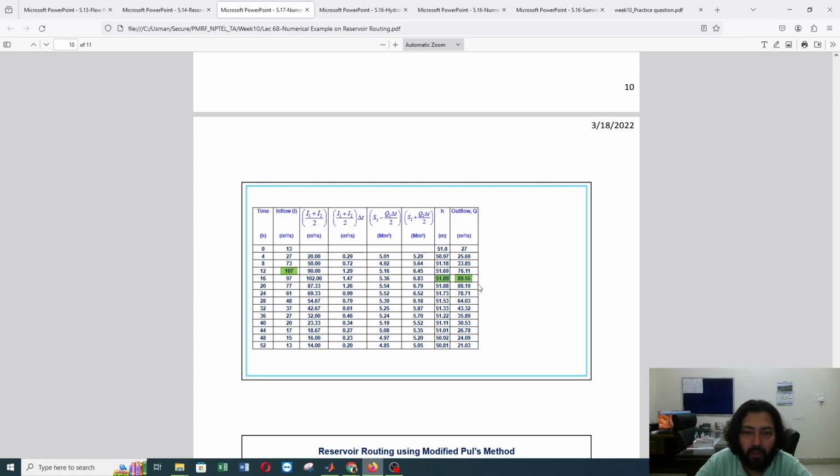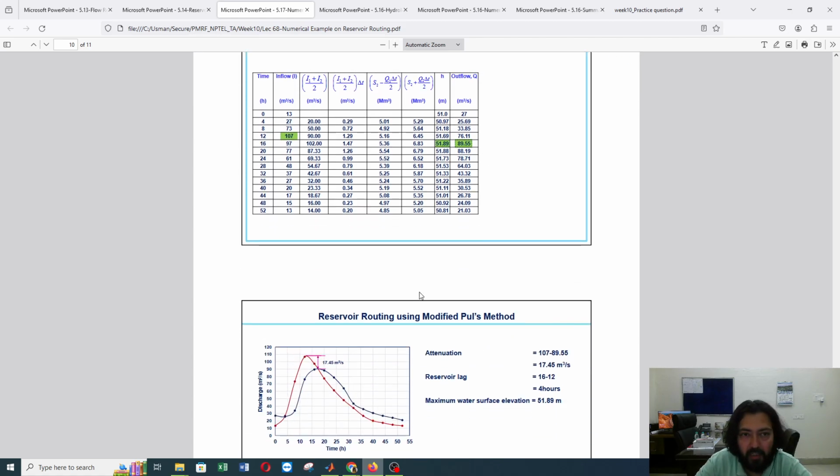So if we calculate the difference between the two, we'll get the value of attenuation, right? So attenuation is 107 minus 89.5, right? Also if you want to find the time lag, this 107 was achieved when time was 12 hours and 89.5 was achieved when time was 16 hours.